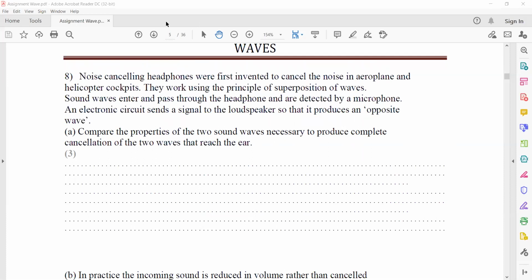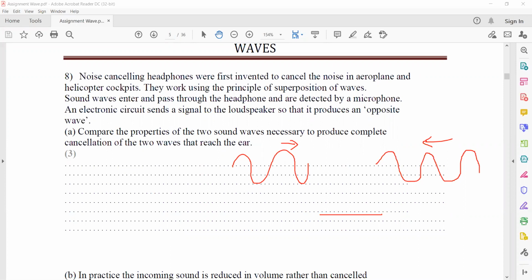So basically, sound waves are longitudinal, but this is a representation only as a transverse wave to explain the idea. Sound waves are coming from the engine. When the headphone receives those sound waves, it produces an electrical signal and produces a wave and sends it in the opposite direction. So what is the characteristic? Because we want to cancel out each other, it means we want the resultant to be zero, or we want to produce a node.